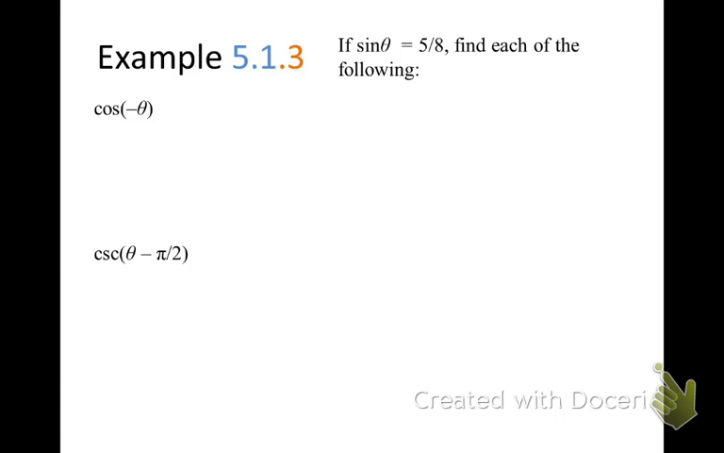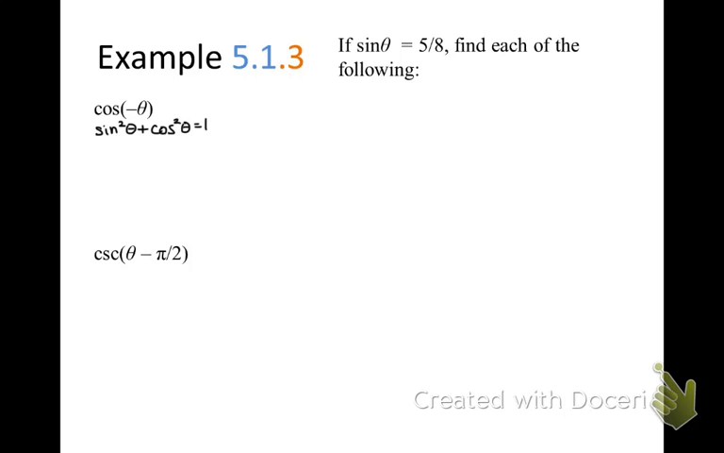Just like the last problem, what did we use to start? Yeah, so we're going to use the Pythagorean theorem. We just identified that we need to use the sine squared. The sine squared of theta plus the cosine squared of theta equals 1. We're going to plug into that and find the cosine of theta.